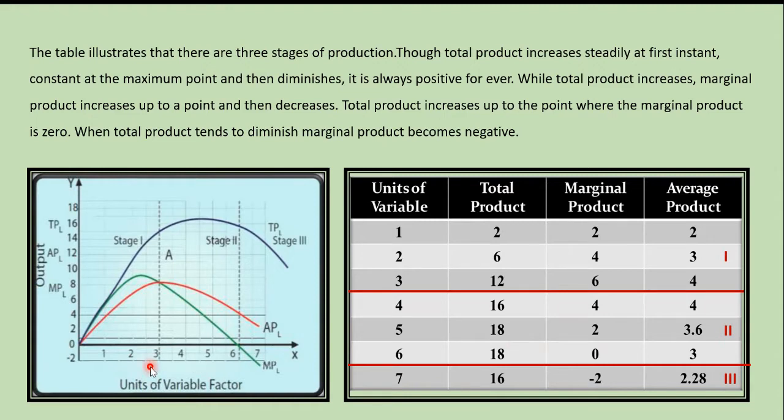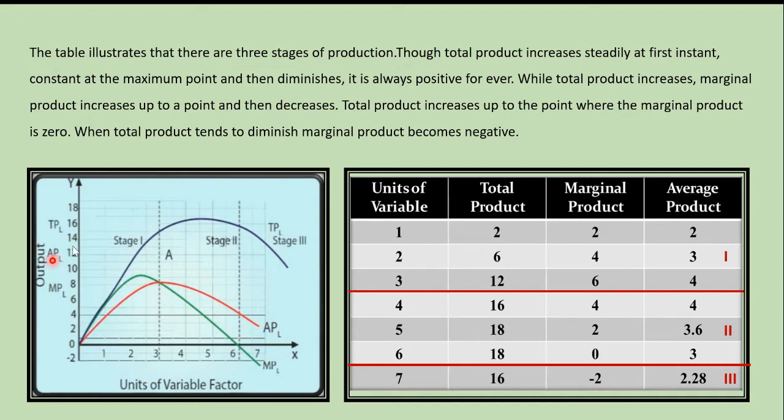Okay. Now look at this graph. On the x-axis, you have the units of variable factor. Which is the variable factor here? The labor is the variable factor. First they have 1 person, then 2, then 3, 4, 5, 6, 7. The variable factor is increasing at a constant rate. There is no change. One by one it is increasing. It is not like 1, 3, 7, 8, 9. It is uniform. 1, 2, 3, 4, 5, 6, 7. So the units of variable factor increase 1 by 1.